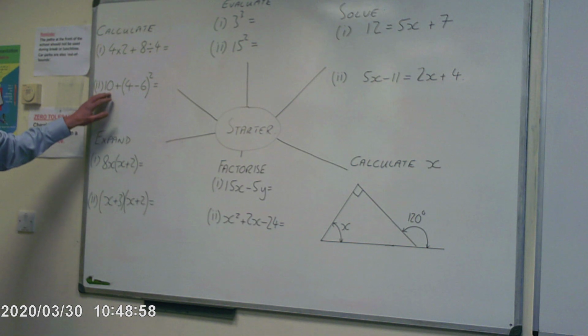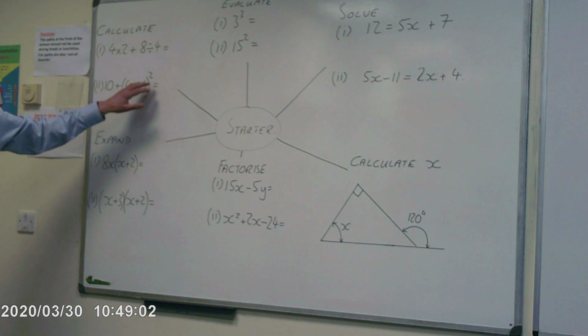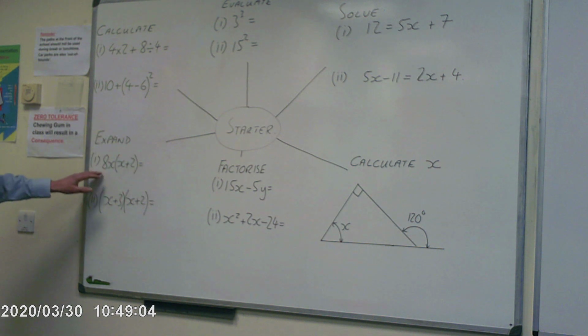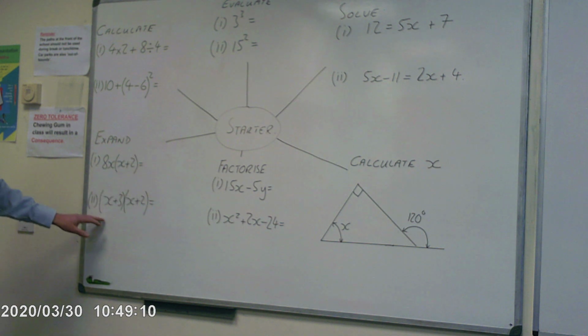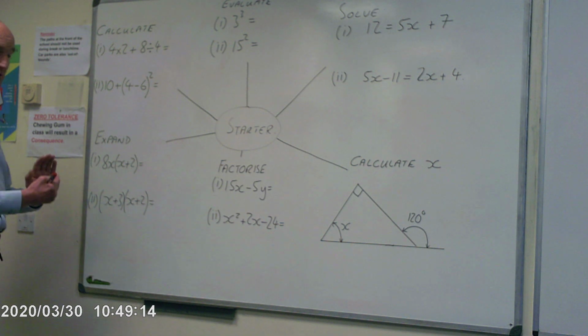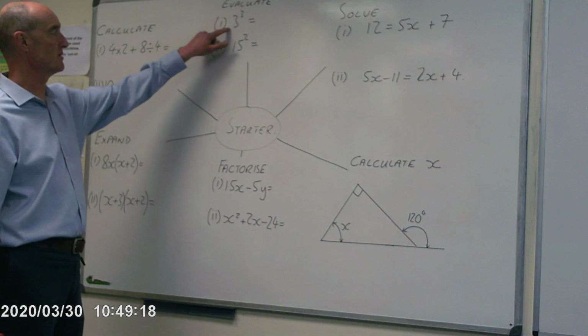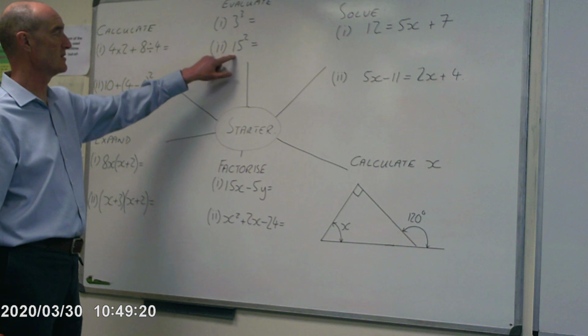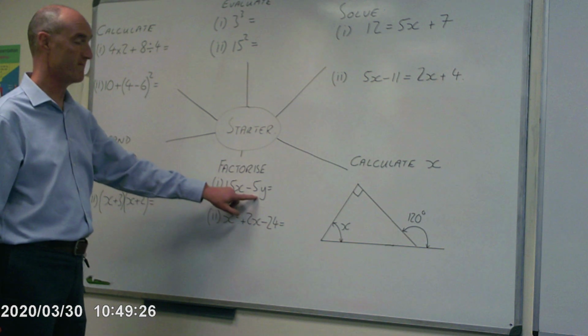Second example, 10 added to a bracket 4 minus 6 all squared. Expand 8x, and then you've got a bracket with x plus 2 inside the bracket. Then you've got two brackets, x plus 3 and x plus 2, multiplying the two brackets together. Evaluate 3 cubed, 3 to the power of 3, or 15 squared, 15 to the power of 2. Factorise, you've got 15x minus 5y.